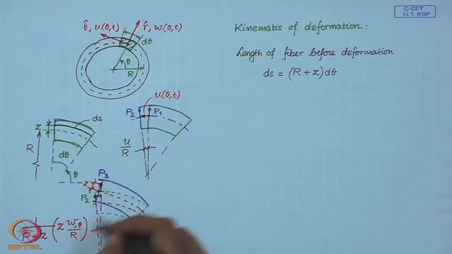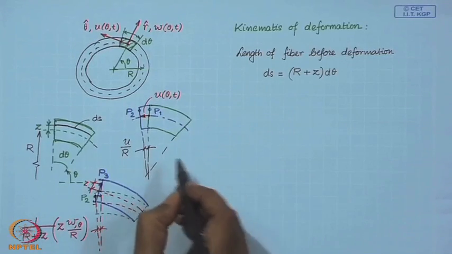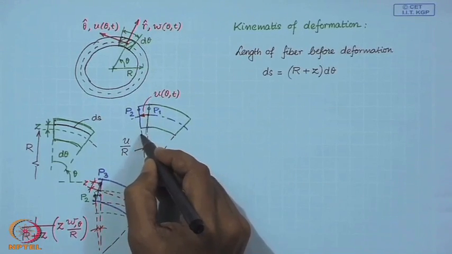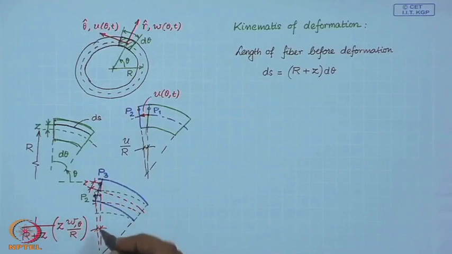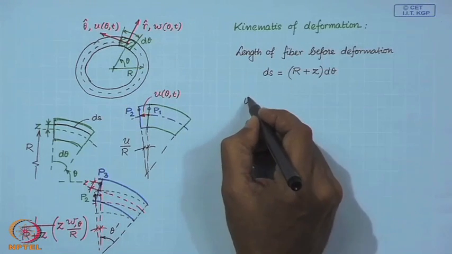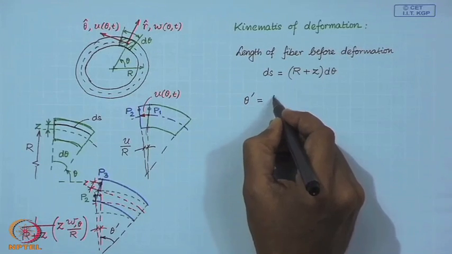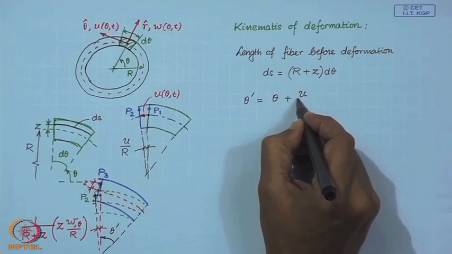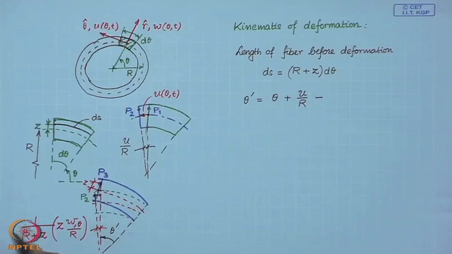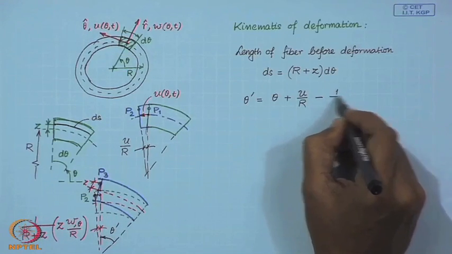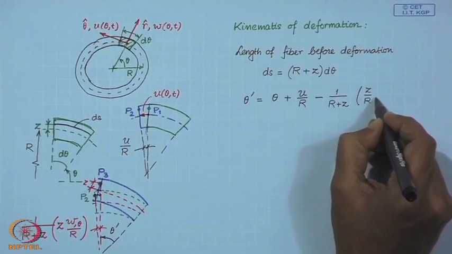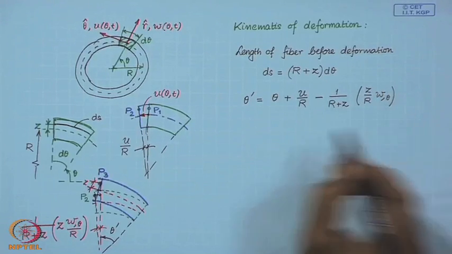So, therefore, now when you combine these two deflections, then the total angle: this line went from here to here, and now this line has traveled back. So, this angle, let us say, is theta prime. Then theta prime is given as theta plus u over r because of this circumferential motion, and minus this angle. So, that is theta prime.